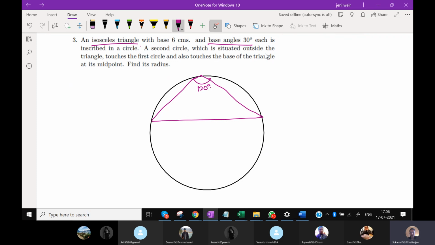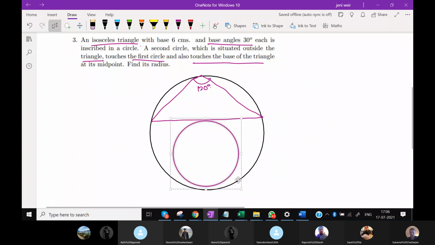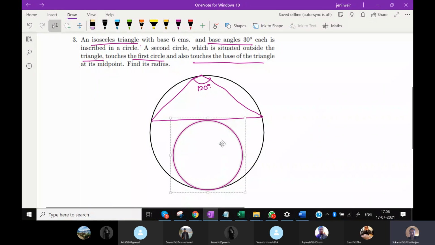A second circle which is situated outside the triangle touches the first circle and also touches the base of the triangle. That means the second circle has to lie out here, which will touch both the triangle as well as the circle. And it is said that it touches the triangle at its midpoint. That means this becomes the diameter of the big circle.